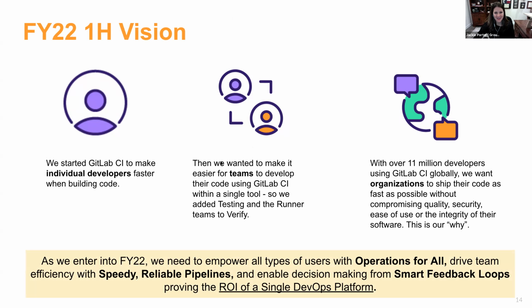The fiscal year 22 go-to-market plan is really well complemented by our fiscal year 22 vision for Verify. We have the 3 themes of operations for all, speedy, reliable pipelines, and smart feedback loops that are balanced and complemented by the plays that we're looking to accomplish in the sales side of the house. And you can go to the next slide.